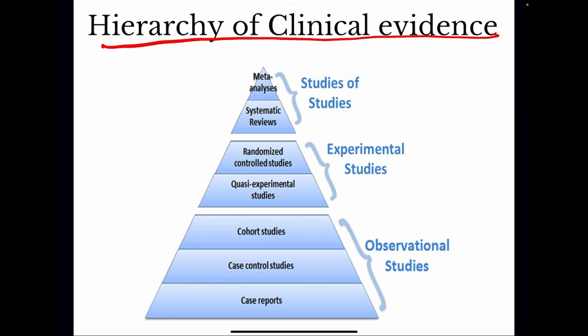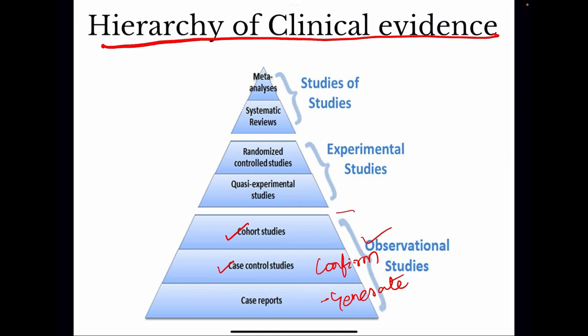When we generate evidence for a risk factor or the effectiveness of an intervention, we have this evidence pyramid. Case reports, opinions, expert opinions, and commentaries all come under the base of the pyramid. And all these will be observational studies. At this level, we have the descriptive study also. Here we generate the hypothesis, above which we try to confirm the hypothesis, that is, case control studies and cohort studies.